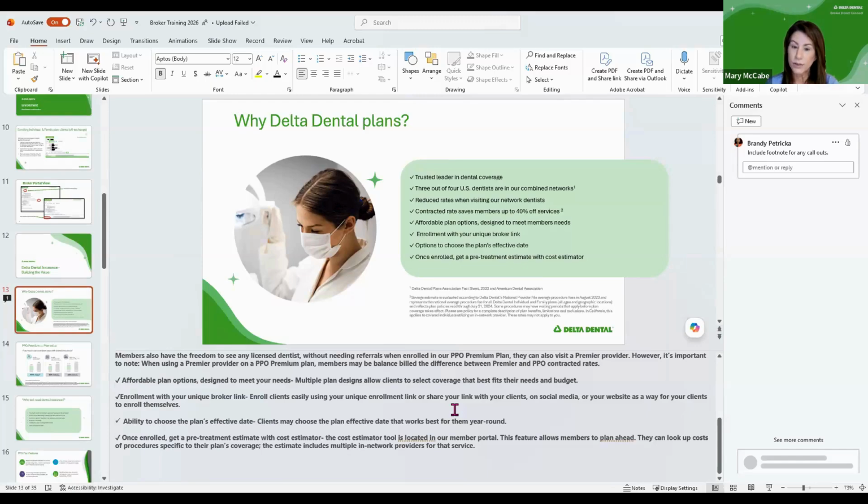Once the member enrolls, they can get into our member portal where we have the cost estimator tool. The cost estimator tool allows them to pull up any needed services. So say they need a root canal. They can type in root canal. It's going to pull up 5 providers that are in network that provide that service. It will show them what their contracted rate is and what their financial obligation is before they get the work done. So it really helps them plan ahead to know those costs that are coming up.